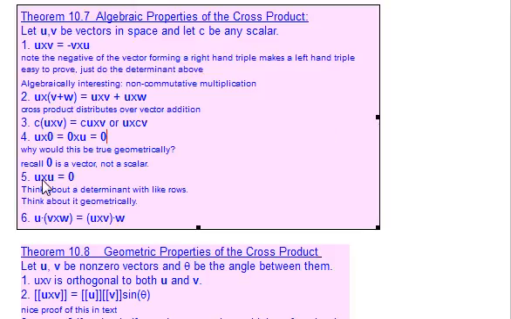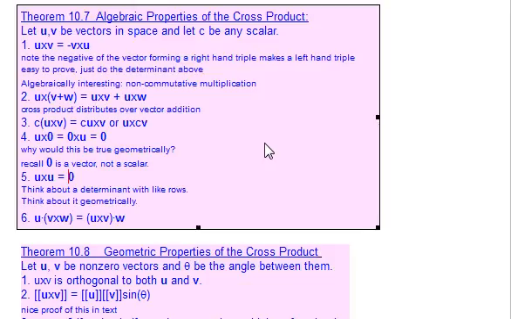So, what about this? U cross u is equal to the 0 vector. Now, why would that be? And the answer is, if you look at the determinant, when you have two rows that are exactly the same, with elementary row operations you could subtract one row from the other and you get a row of zeros.